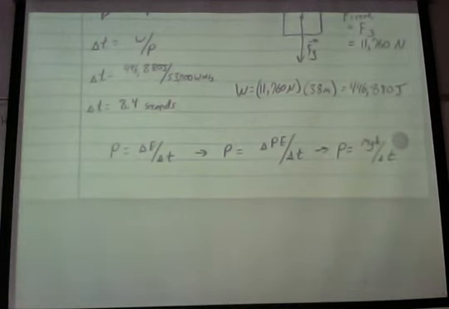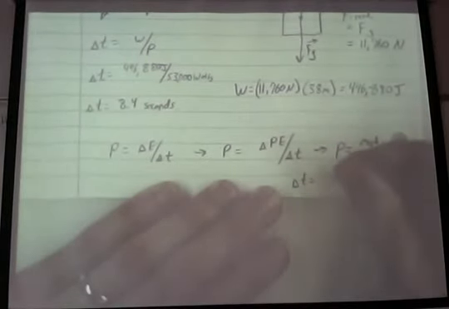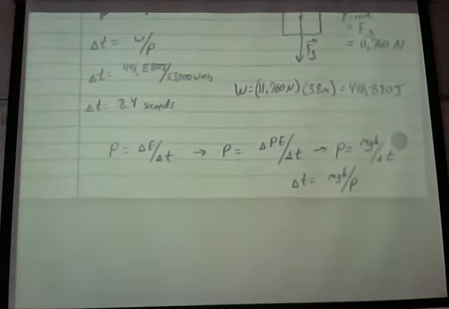Again, we'd rearrange, get time by itself, and we have an equation for time of delta t equals mass times gravity times height divided by power. Either way, we do the same calculations and we come up with the same answer, so use whichever method is most comfortable for you.